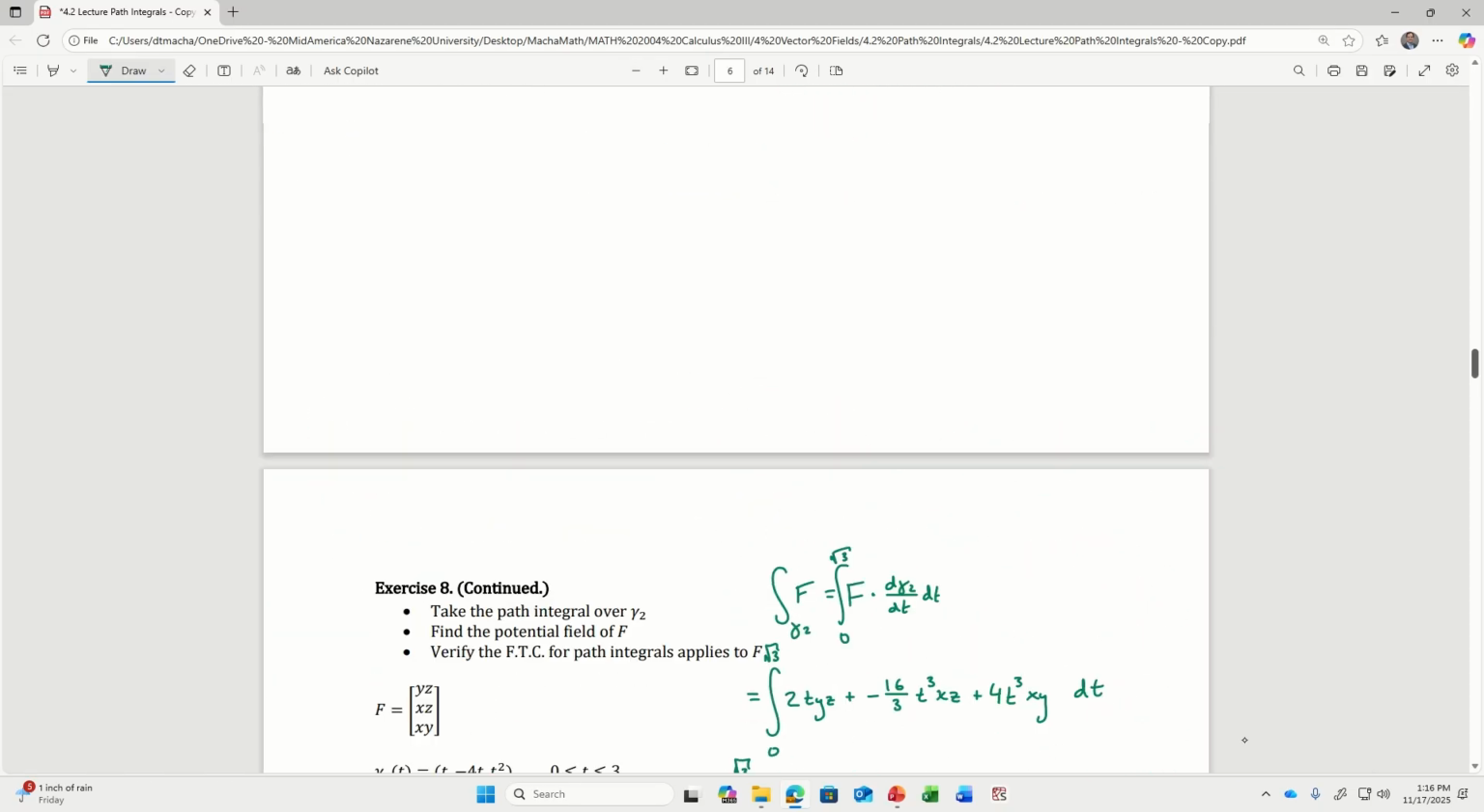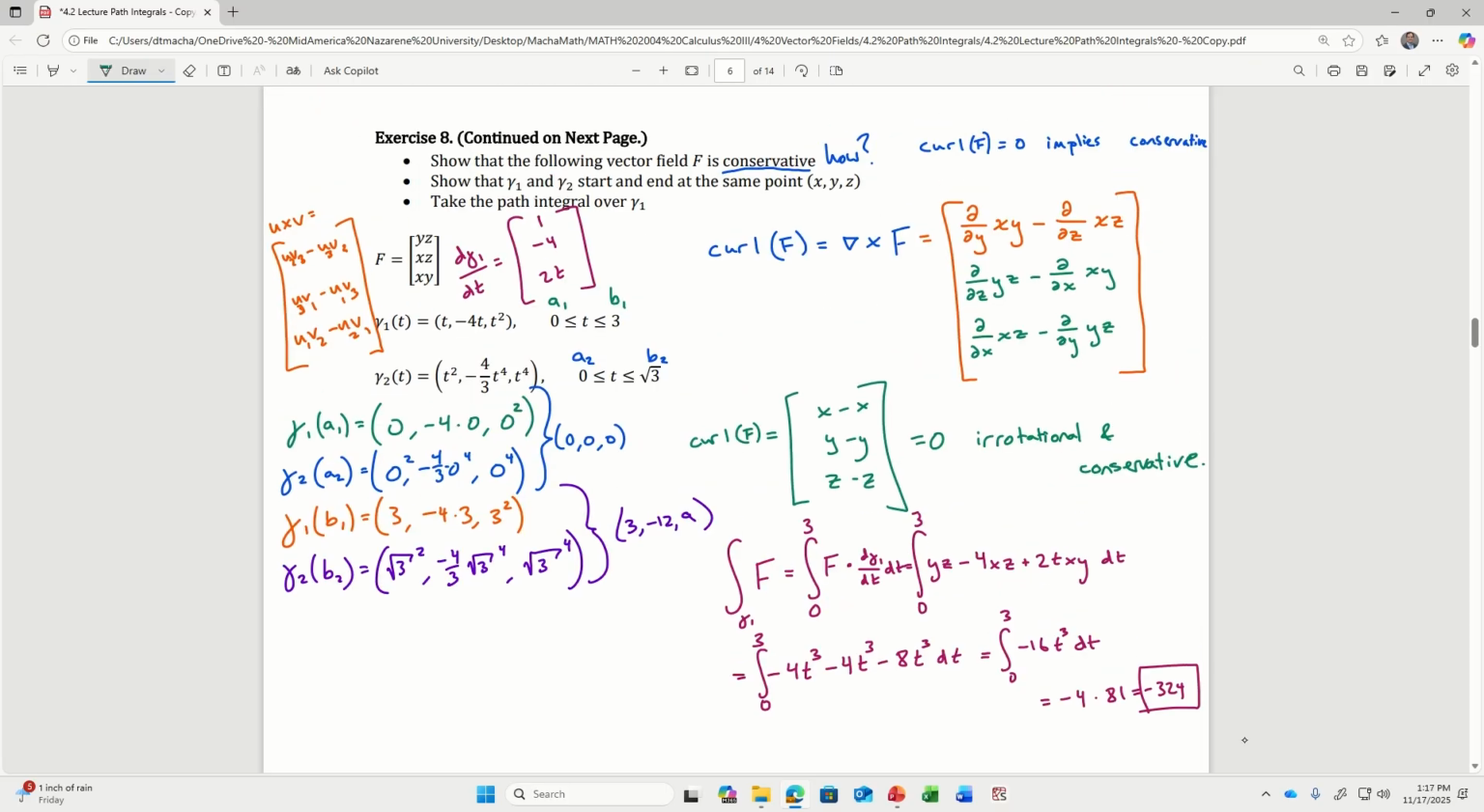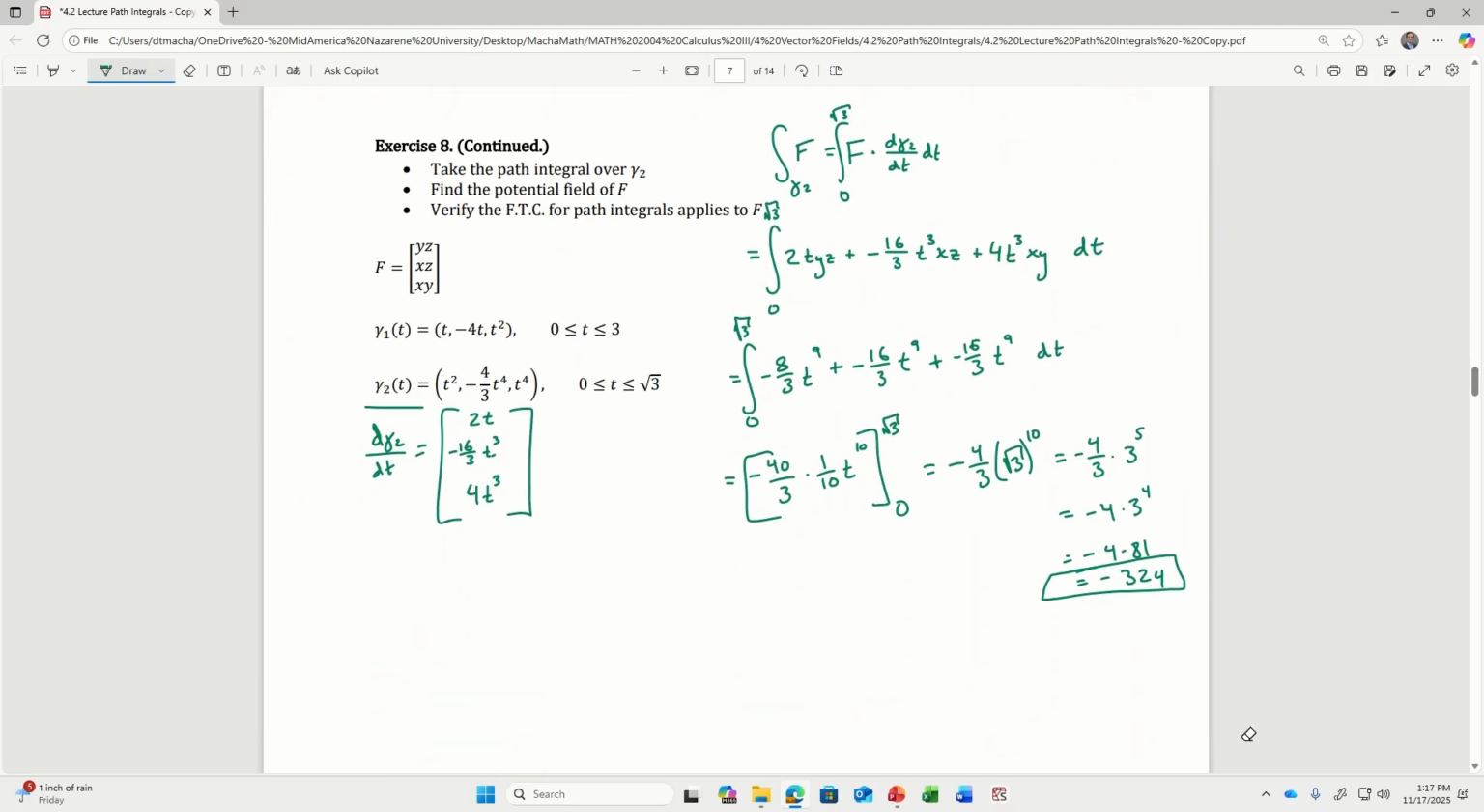One way was easier, I think. I think the first time we did it was slightly easier. But the point is, it doesn't matter whether you take the path gamma 1 or the path gamma 2. They're legitimately different paths that have a different shape going through space. But regardless of which path you were to take from one point to the next, you get the same integral because this integral is path independent. It's a conservative vector field, and path integrals over conservative vector fields are path independent.